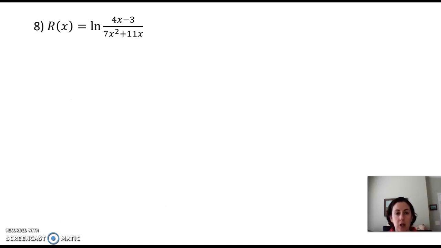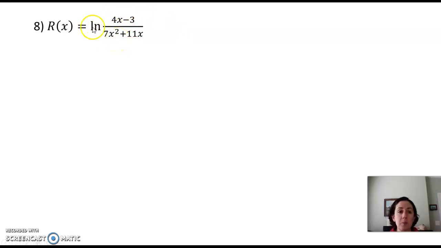Let's look at the natural log of 4x minus 3 all over 7x squared plus 11x. If I just did the derivative of this, I prime over I, my inside function is this whole thing, 4x minus 3 over 7x squared plus 11x. When I go to take the derivative, I prime, I would have to use the quotient rule. The derivative of the top times the bottom minus the derivative of the bottom times the top all over the bottom squared. And all of that would just be my I prime, and it would still all be over this, and then we would have to reduce.